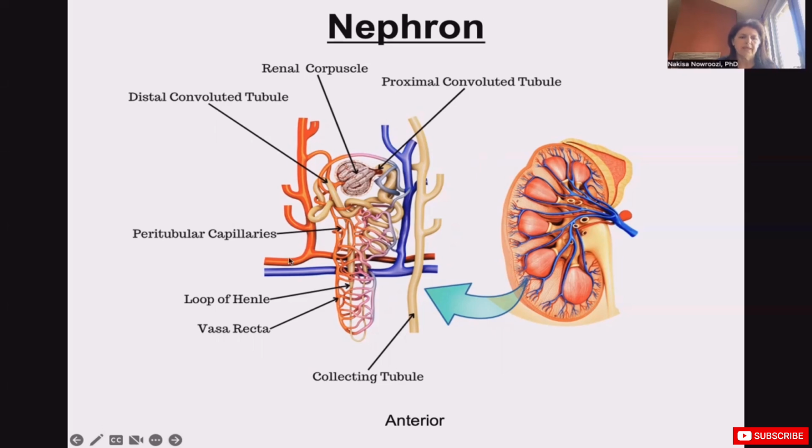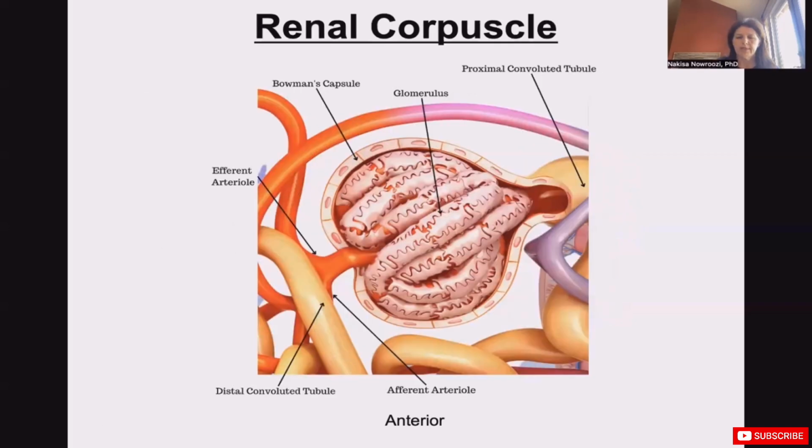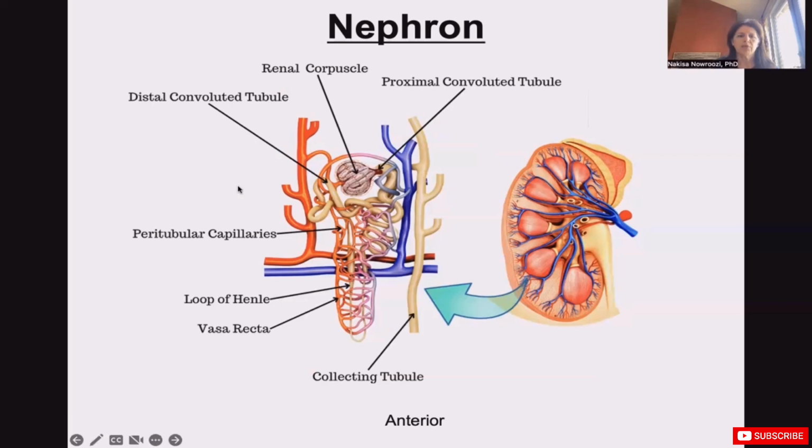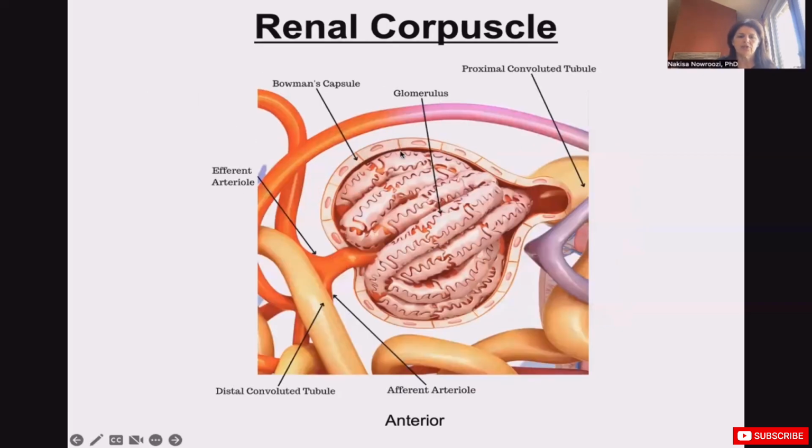That's a nephron. Here we are also, this capillary bed is called vasa recta. And this capillary bed is called peritubular capillaries. So I'm going to take renal corpuscle and I'm going to magnify it to study it further. I have glomerulus, which is covered by this capsule, which is called Bowman's capsule.